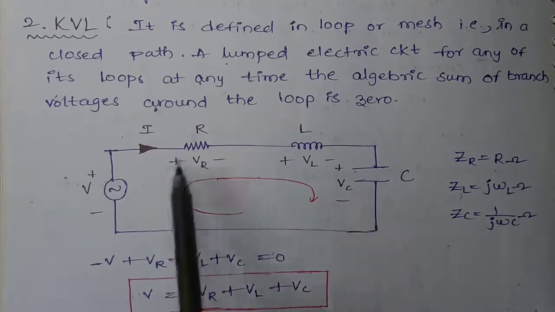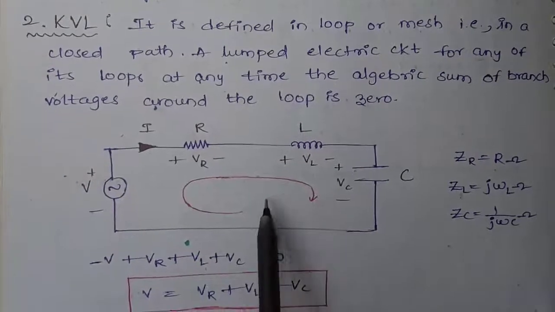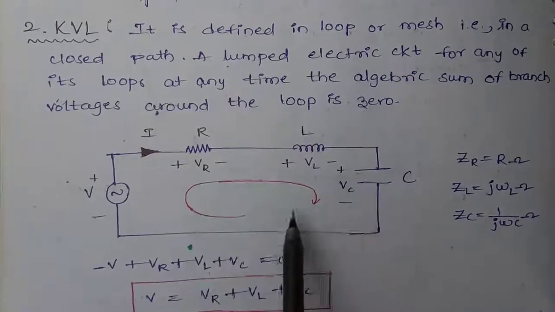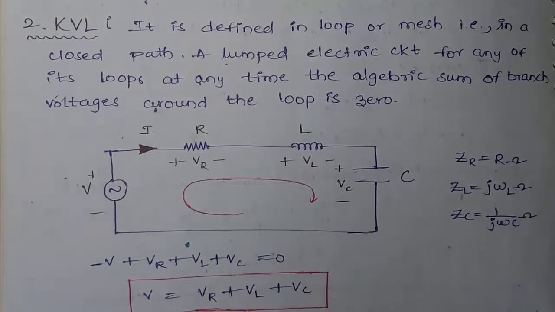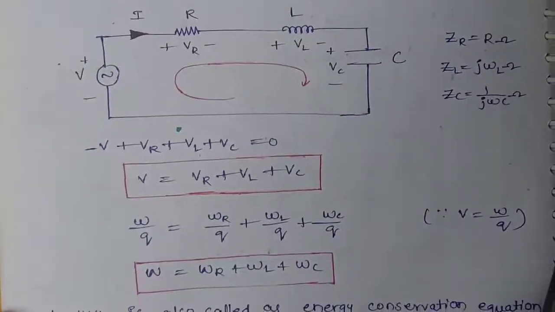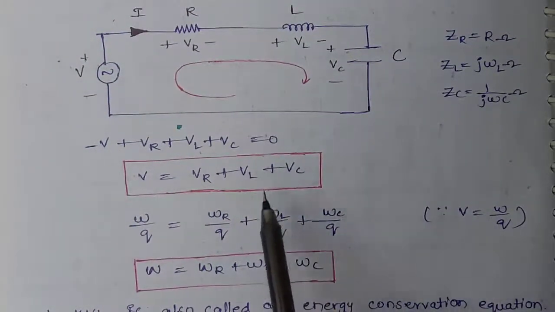If I apply KVL in this loop, we get minus V plus VR plus VL plus VC. KVL means the algebraic sum of all these voltages, that means we add these four voltages and that becomes 0. If I arrange this equation properly, we get V is equal to VR plus VL plus VC.